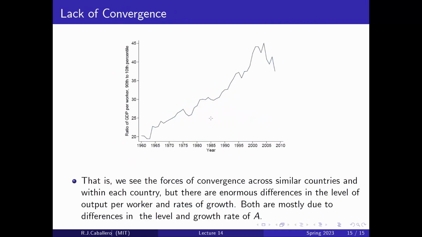Now, it turns out that the world has become very unequal also along this dimension over time. This shows you the ratio of GDP per worker of the 90th percentile to the 10th percentile country. And so you have not only big differences in technology across the world, but also very different rates of growth in technology across different countries in the world. So this difference is increasing quite dramatically.